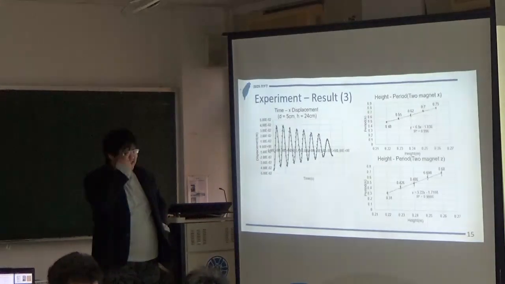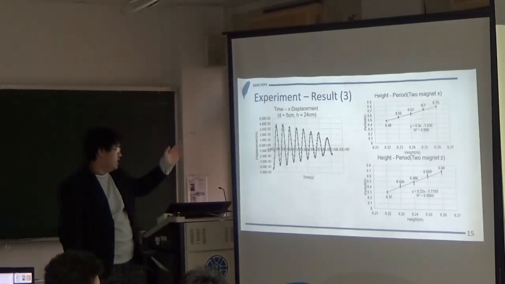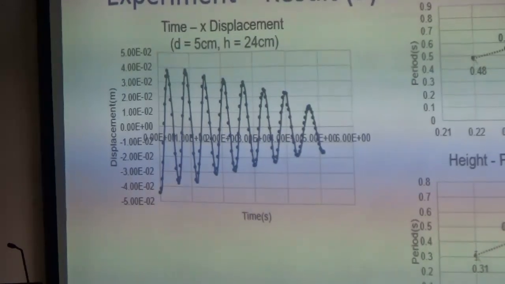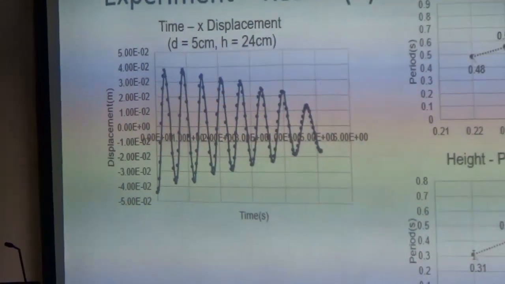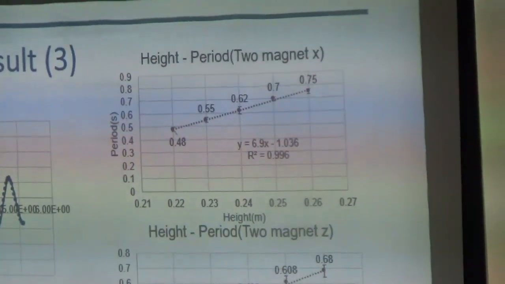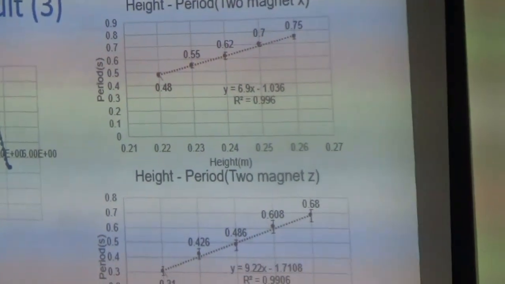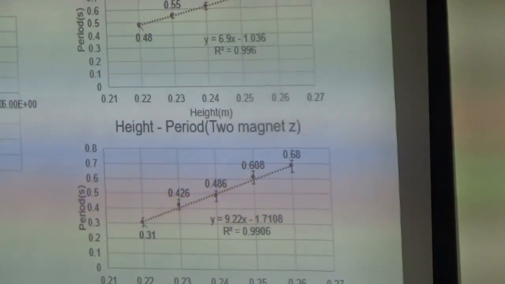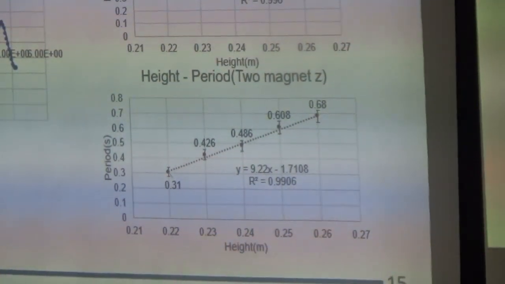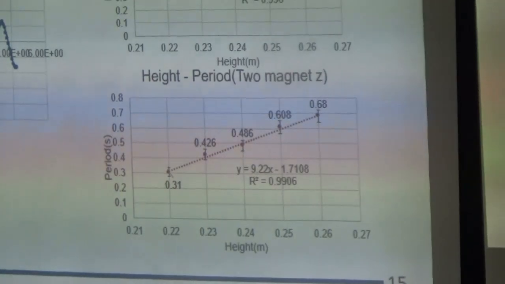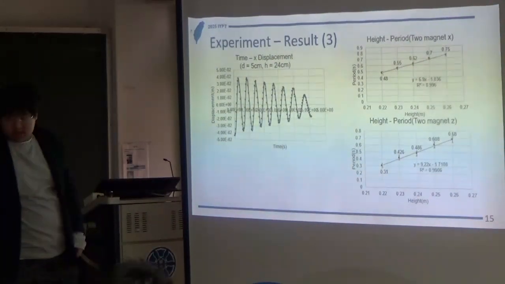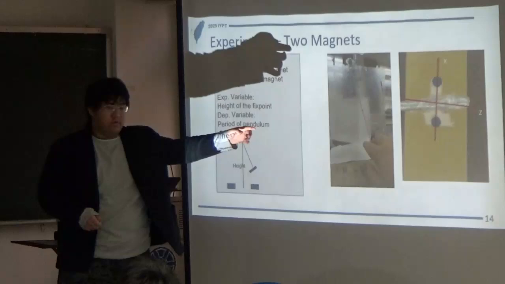And the result is like this. The left graph shows the time x displacement of the pendulum, and the right result is the height period graph. The 2 max x graph means the pendulum swings in the x direction, and 2 max z means it swings in the z direction. That is what the upper graph shows.